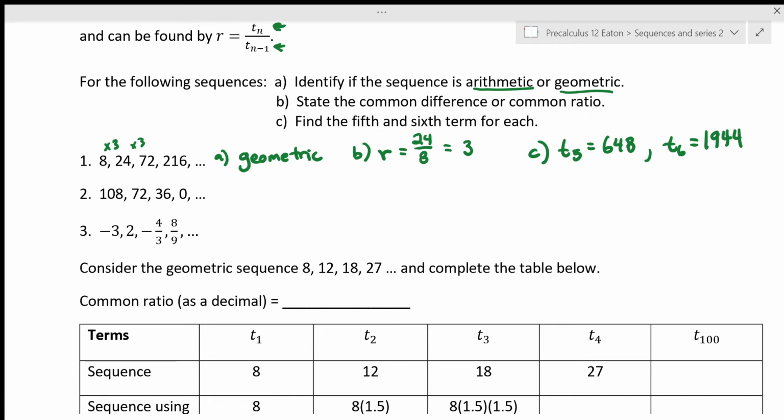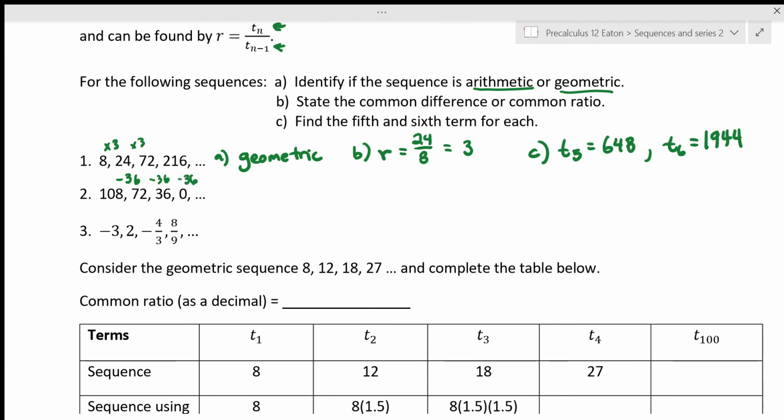So you might think that it is a geometric sequence. But I noticed 108 and 72. 72 doesn't actually divide evenly into 108, so I'm going to try arithmetic first. So 108 to 72, we're going down 36. 72 to 36, we're going down 36 again. 36 to 0, we're also going down 36 again.